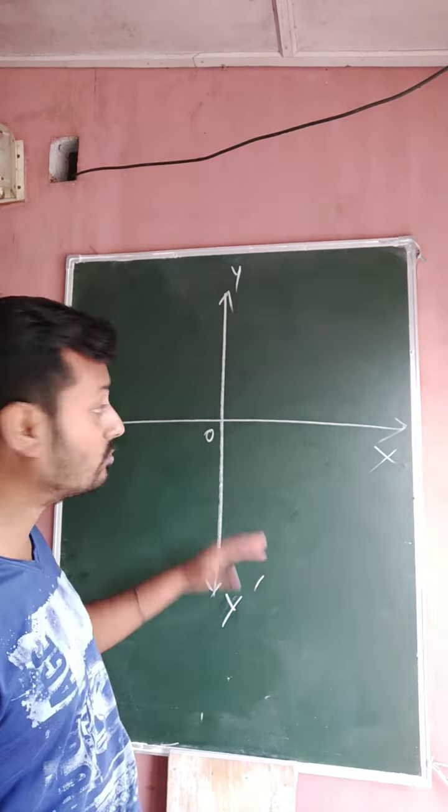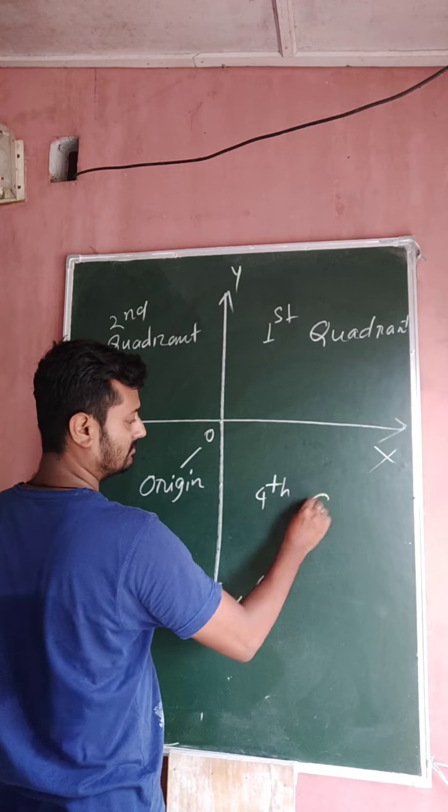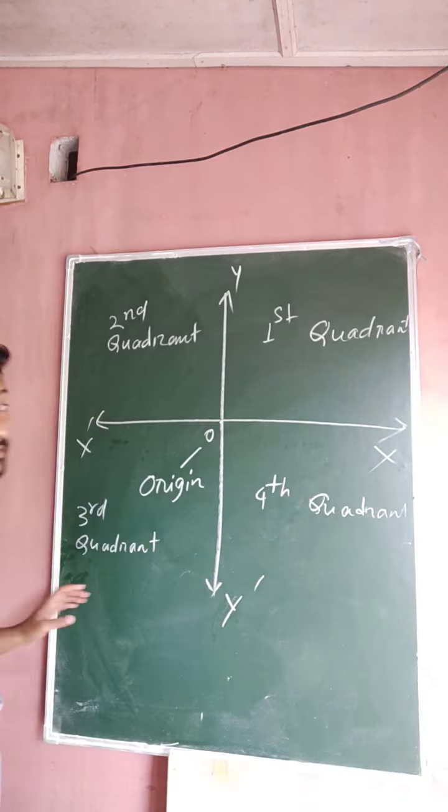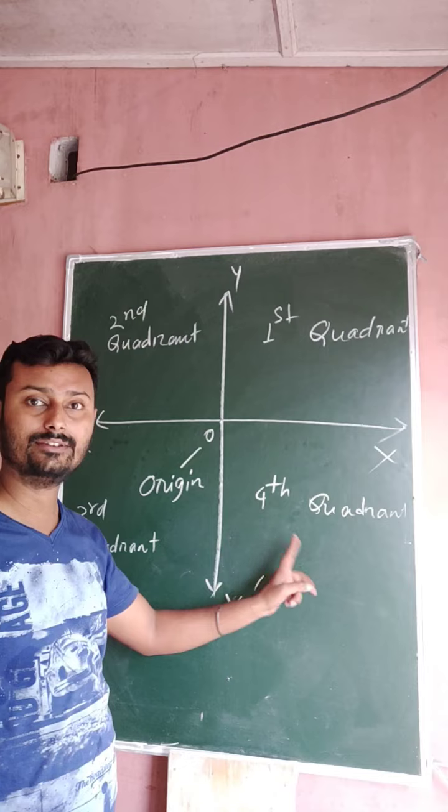So this one is the first quadrant, this one is the second quadrant, this one is the third quadrant, and this one is the fourth quadrant. This is in the anti-clockwise direction. This one is the clockwise direction, and this one is the anti-clockwise direction. So this is the first, second, third, and fourth quadrant.